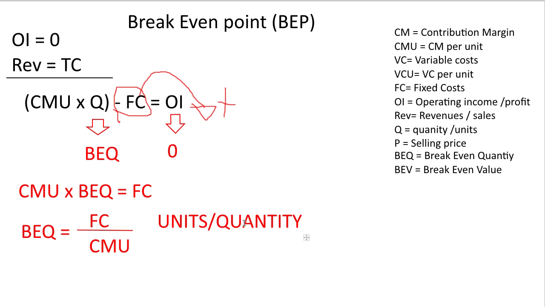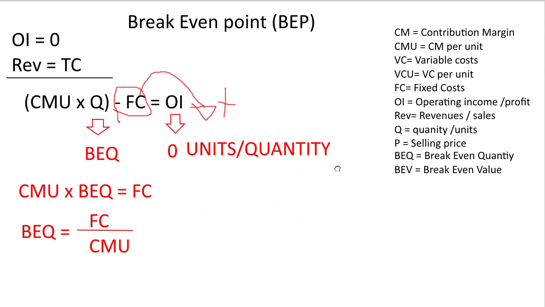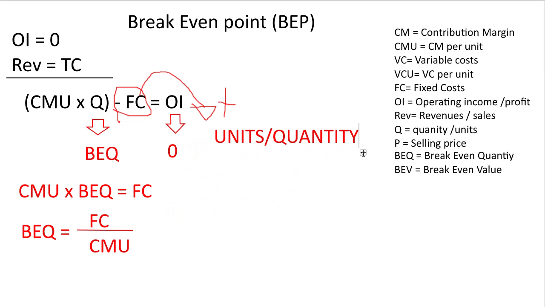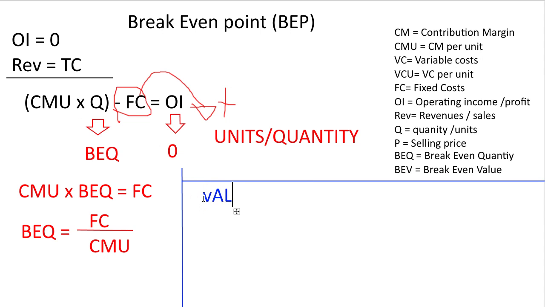But I might want to figure it out in, let's say, a different way, in, say, value. So let's make a little box right here. I want to figure it out in value, maybe. So how can I do this? Well, the easiest way is taking your break-even quantity and times it by the selling price, right? But there's also another way.